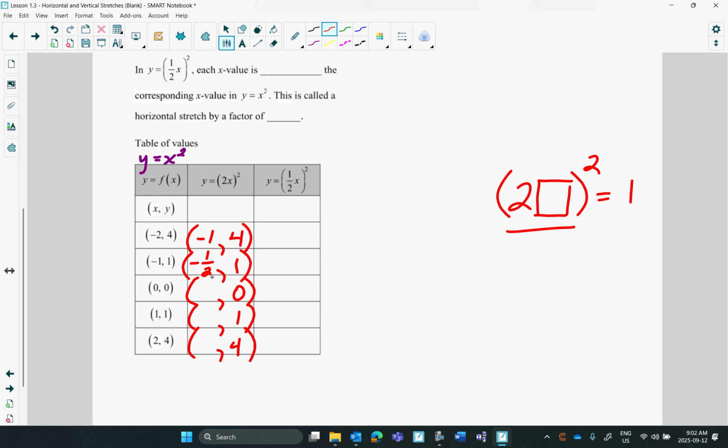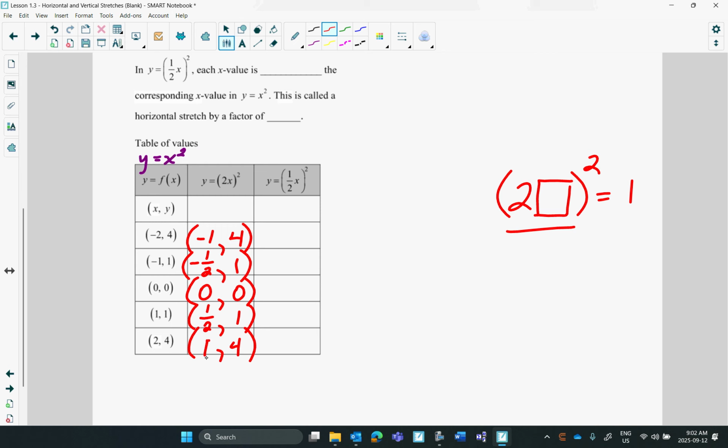This is a little easier. What value do I plug in here so that when I times it by 2 and square it, I get 0? 0. If you notice, now we're on positive 1 and positive 2. It's going to be the same as I did in the negatives. So 2 times 1/2 is 1. 1 squared is 1. 2 times 1 is 2. Squared is 4. So I get that.